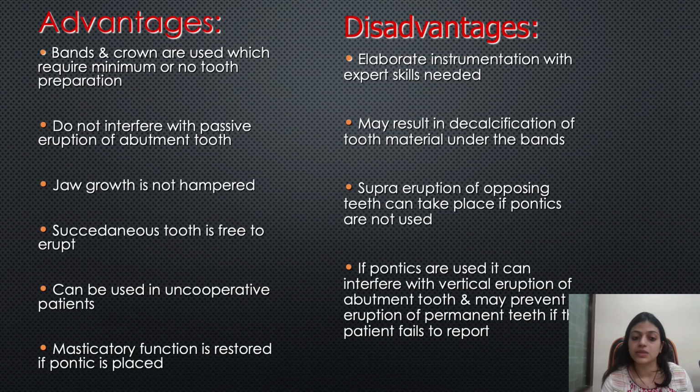Disadvantages are that we need elaborate instrumentation with expert skills for fabrication of such appliances, and it may result in decalcification of tooth material which is there under the bands. Then supra-eruption of the opposing teeth can take place if Pontics are not included, and if Pontics are used, it can interfere with the vertical eruption of the abutment tooth and may prevent eruption of the permanent tooth, if the patient fails to report back.